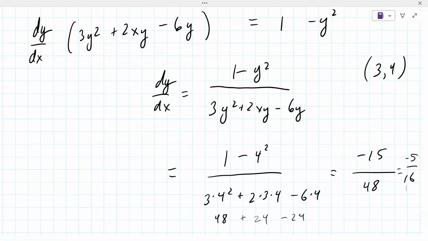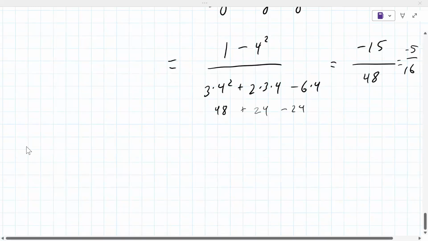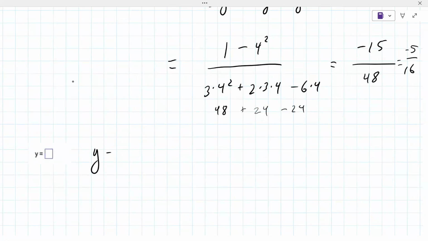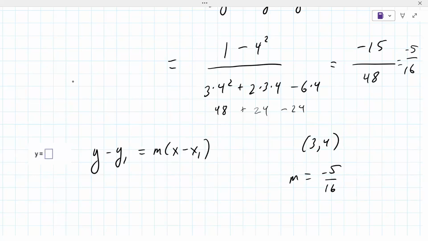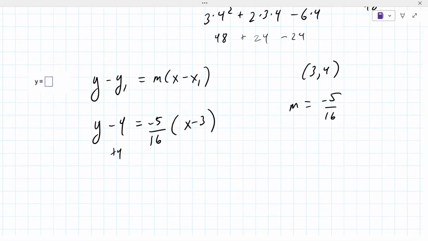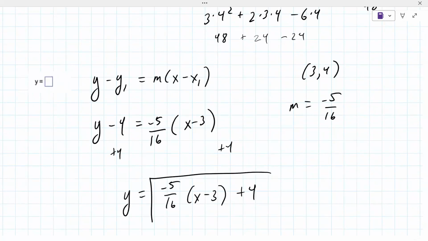It's kind of like we're so deep down in the weeds, as they say, like, what are we even trying to get? We're trying to get the equation of the tangent line. The equation of the tangent line is y minus y1 equals m times (x minus x1). Your point is (3, 4), and your m is minus 5 over 16. So you actually have everything now. It's y minus 4 equals minus 5 over 16 times (x minus 3). And then you can add 4 to both sides. And this is what goes in the box there.